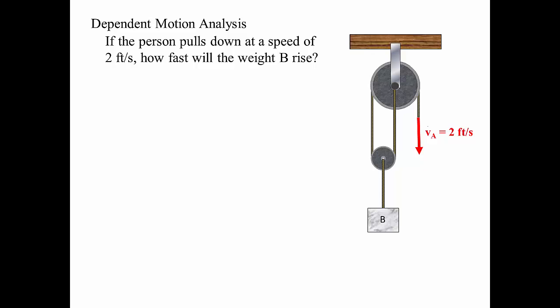What if the person pulls down at a speed of 2 feet per second? How fast will the weight at B rise? Well, there's several steps that we need to take in order to solve this kind of a problem. The first step is to establish a datum. We want to place a datum at a point that doesn't move. So we're going to put a datum right here at the top pulley.